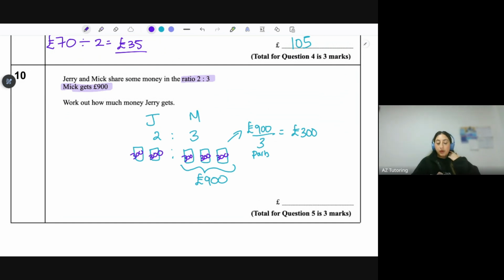So now we've worked out what 1 part is. Work out the amount of money Jerry gets. So we can see Jerry gets £300 times by 2 parts. So altogether, Jerry gets £600. So does that make sense? Is that okay?